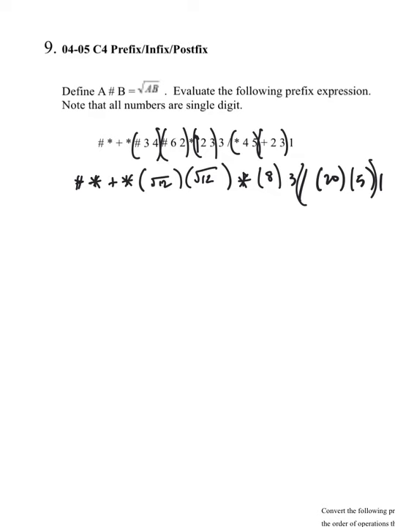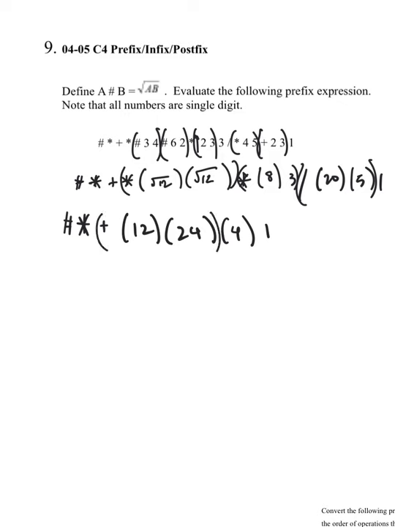Now circling back to the other terms that are now in prefix notation. So bringing down the hashtag, multiplication sign and the plus sign, you now have 12, 24, 4, and bringing down the 1. Now, plus 12 24 is in prefix notation, so bringing that down, you have the hashtag, multiplication sign, then 12 plus 24, which is 36. Bring down the 4 and the 1.